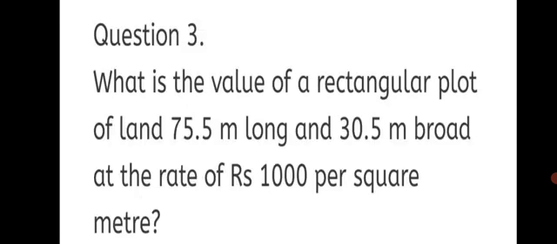Question number 3. What is the value of a rectangular plot of land 75.5 meter long and 30.5 meter broad at the rate of rupees 1000 per square meter? So first we will have to find the area of rectangle and then multiply it with 1000 to find how much it will cost for that particular rectangular plot.